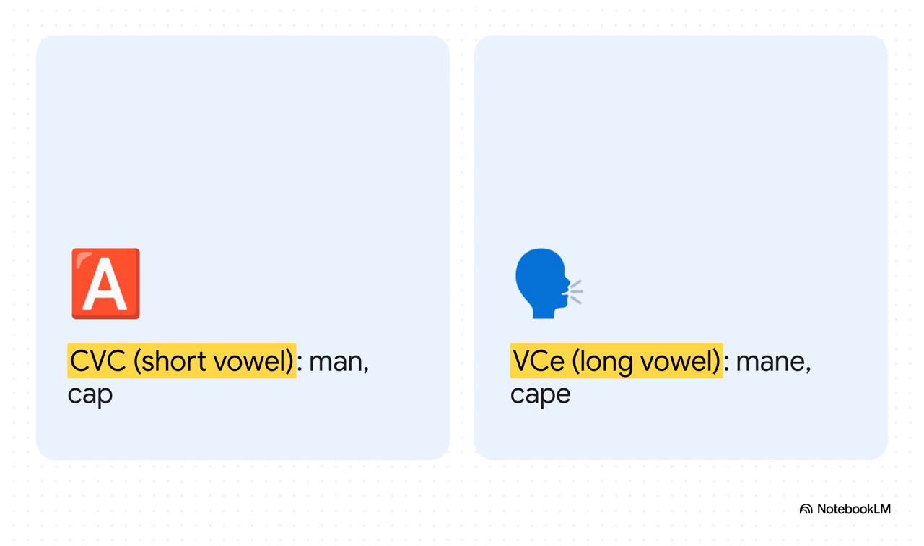Think about it. Take a simple word like man or cap. They've got that short, flat ah sound. But watch what happens when we just stick a silent E on the end. Man becomes main. Cap becomes cape. That one little silent letter makes the vowel inside totally change its tune. It makes the vowel literally say its own name, A.